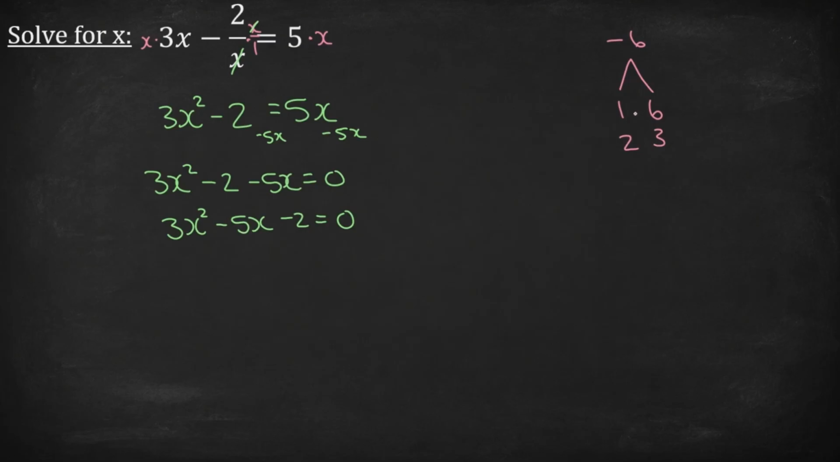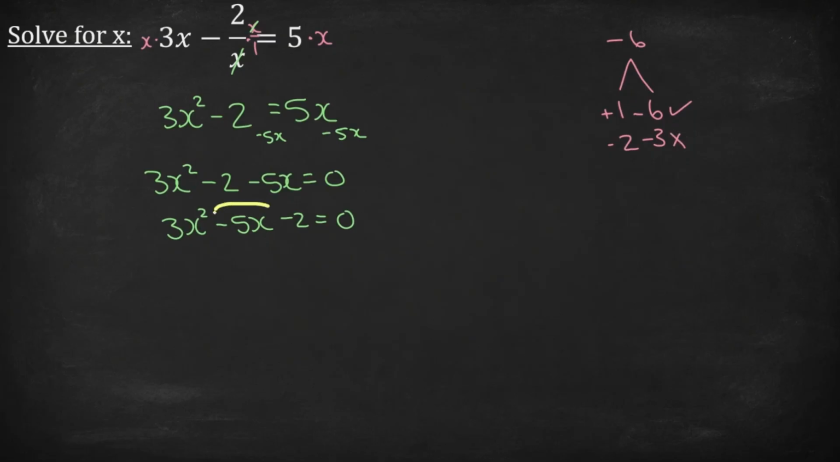Here I have negative 6 plus 1 will give me negative 5, and negative 2 and negative 3 will also give me negative 5. And now the final test is to multiply these number pairs. So it's positive 1 times negative 6. Yes, it does give me negative 6. And negative 2 times negative 3 is positive 6. So it's not this number pair.